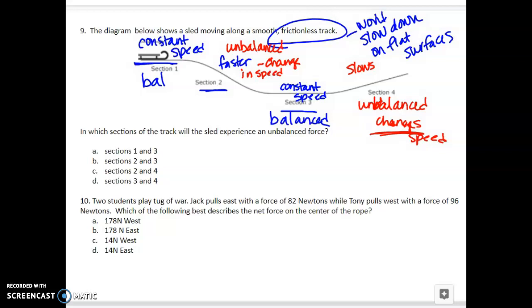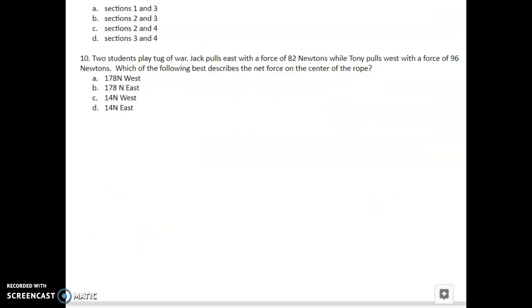In which sections of the track will the sled experience an unbalanced force? Well, that's going to be our section 2 here and our section 4 where it either gets faster or slower. So here we've got both. 2 and 3 are both. 2 and 4 is both unbalanced, and 3 and 4 is both as well. C is my answer. All right, number 10, last one.